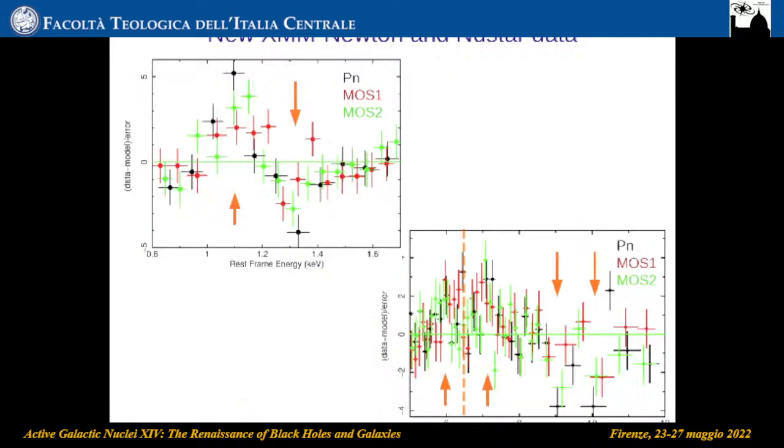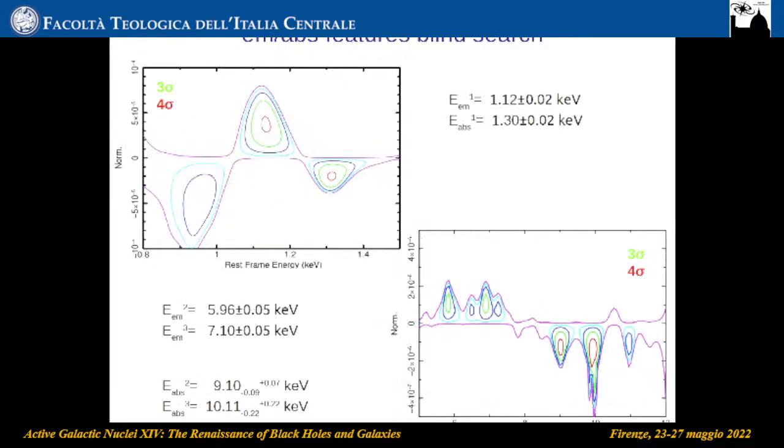So we can zoom on these regions. Here it is even more evident. There is this emission and absorption profile in the soft band. Where you expect to find the iron K line, there are actually two lines at 6 and 7 keV, and two quite strong absorption features at 9 and 10.